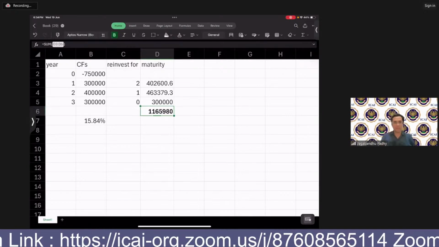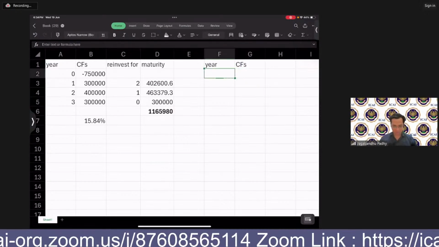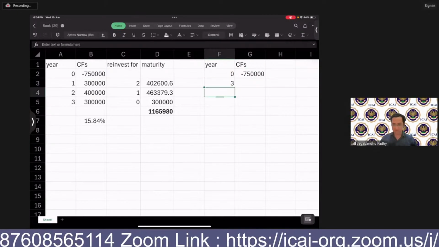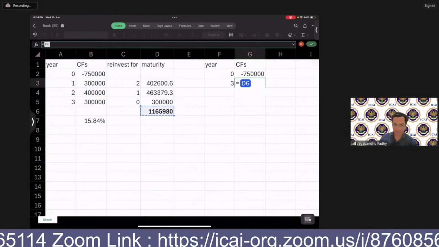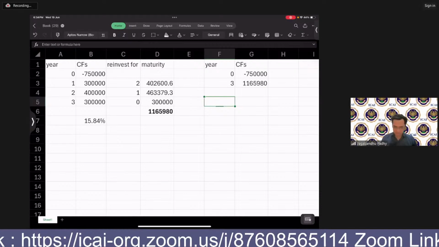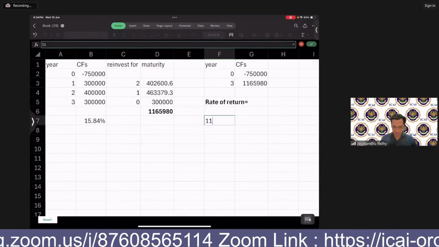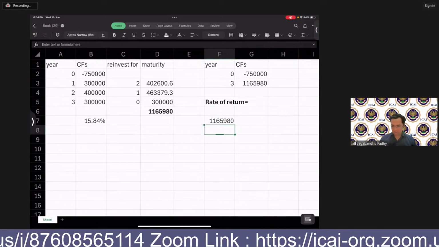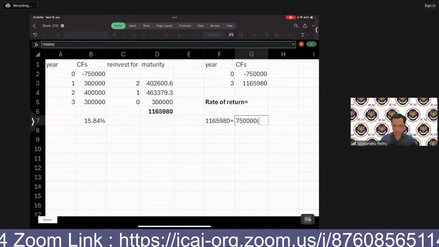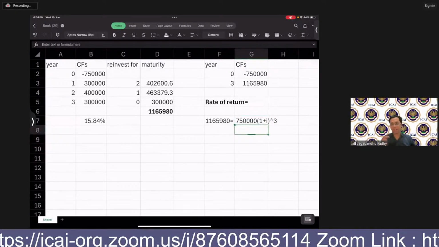So over here, I can sum up this entire project as year and cash flows. In the 0th year, we made an investment of 7,50,000, and finally in the 3rd year, we are going to receive the cash flow of 11,65,980. Now if I want to know the rate of return, I can simply calculate it as 11,65,980 equal to 7,50,000 multiplied by 1 plus some rate to the power of 3. And we really want to know what that rate, or IRR, is.